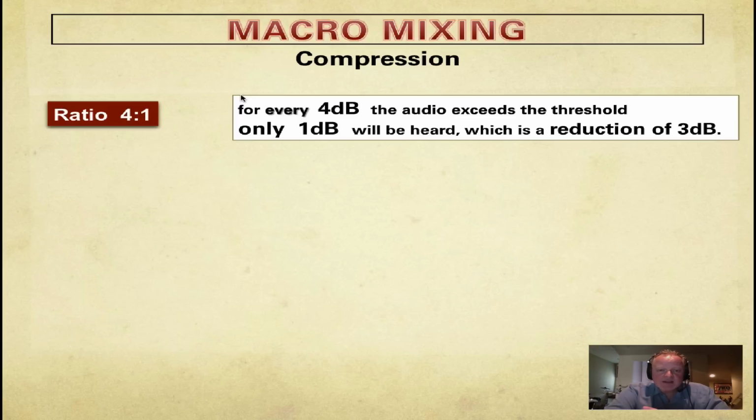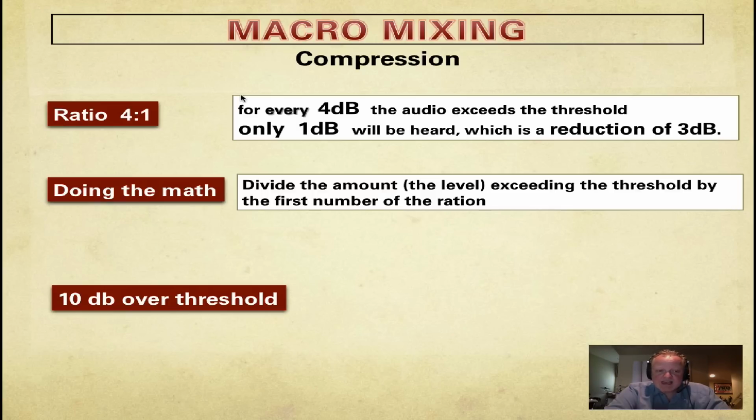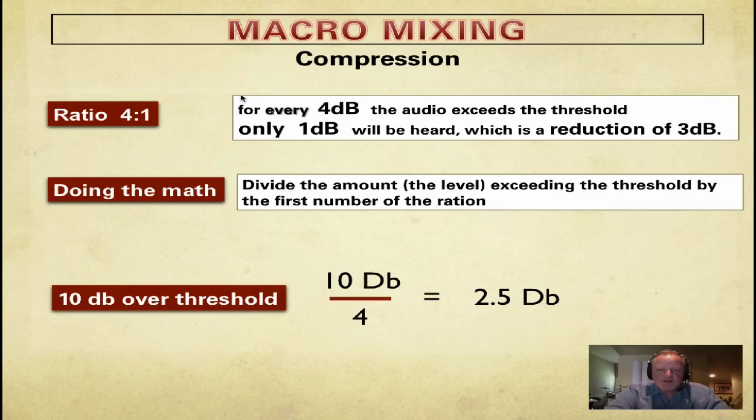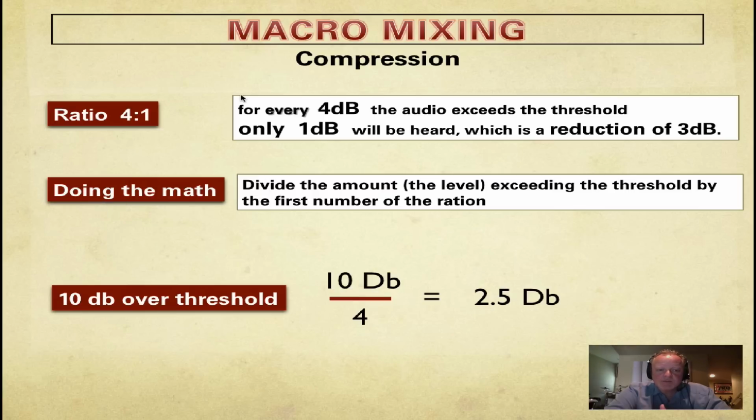That tells me that for every 10 dB, right? If I do the math, for every 10 dB over the threshold, I divide that by that 4 of that ratio, and I get a result of 2.5 dB. So at a 4:1 ratio, if I go 10 dB over the threshold, I will only hear 2.5 dB of that 10 dB. Now you know how to do the math.